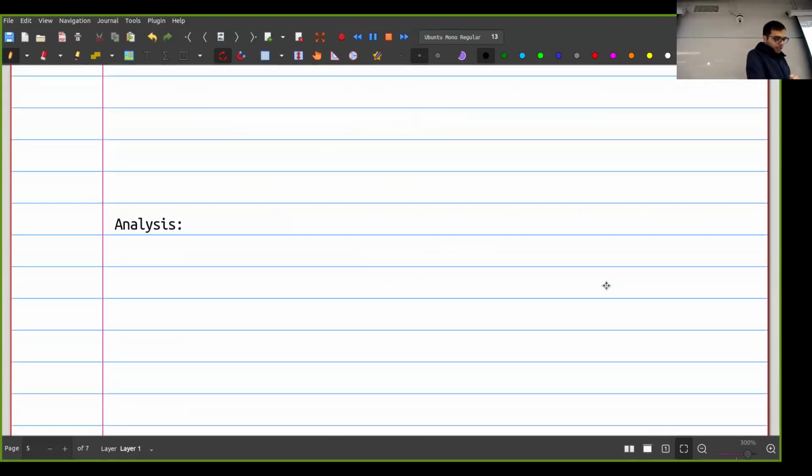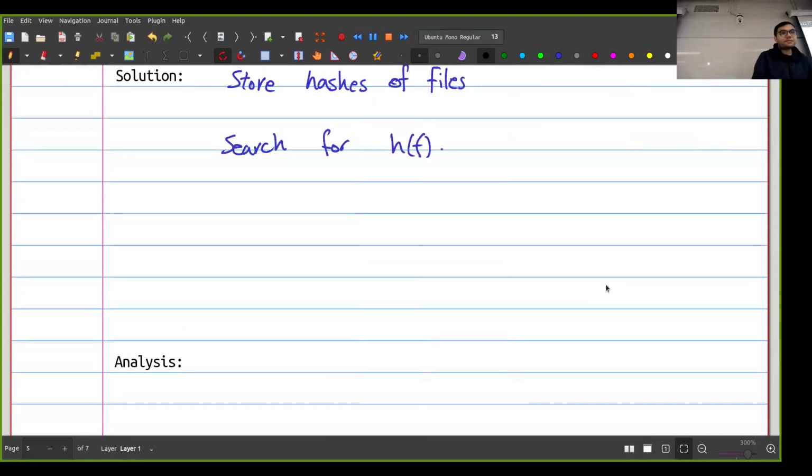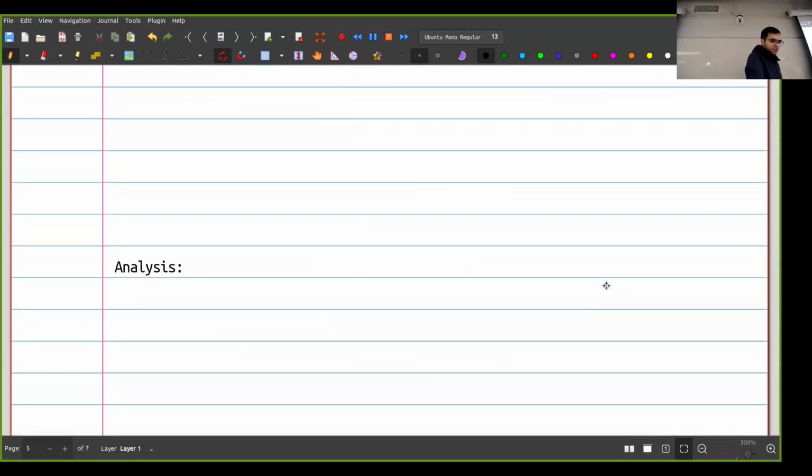Now, why does this work? Which property of the hash function are we using here? We are using the collision resistance, right? So the idea is that if I have two files that are the same, if I have file 1, and by the way, when I say file or string, these two things are the same for me, because a file is a sequence of zeros and ones, a string is also a sequence of zeros and ones.